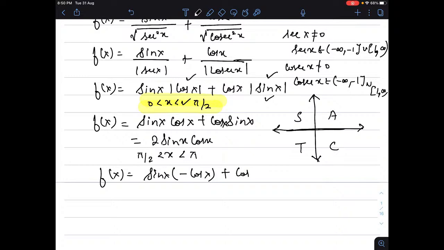Plus cos x multiplied by mod sin x will be opening with positive sign, that is sin x will be written by us over here. So the final value for this expression will become 0 in pi by 2 to pi.